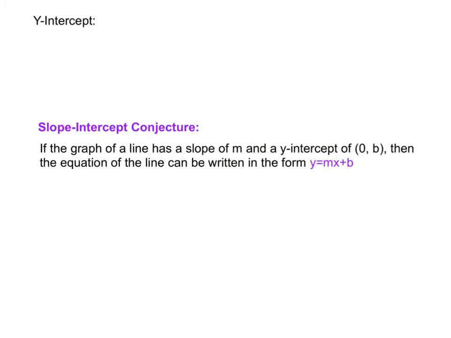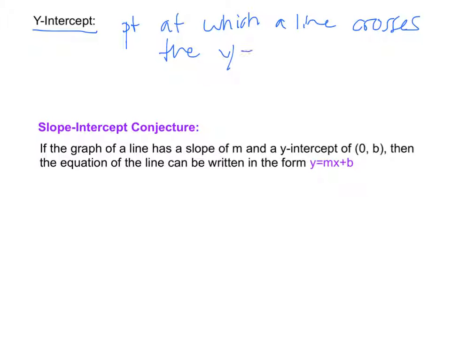Okay, so this might seem a little redundant, but the y-intercept, some vocab, is the point at which a line crosses the y-axis. And so this is very similar to the x-intercept, which is the same thing except the line crosses the x-axis.